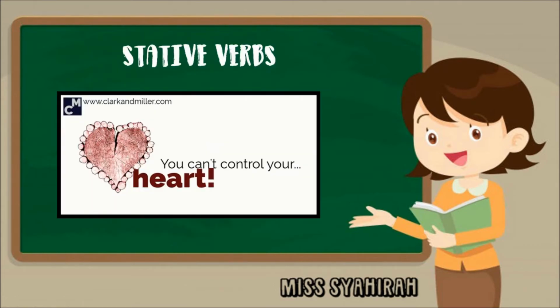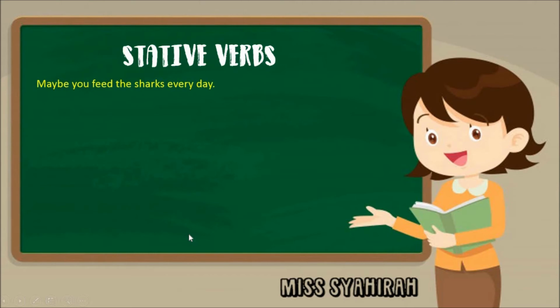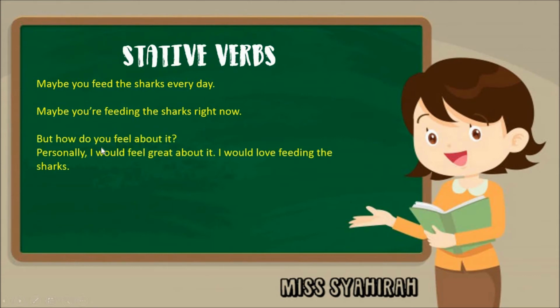Alright, number 1. You can't control your heart. Okay. So maybe you feed the sharks every day. Present simple, right? Feed the sharks every day. Maybe you are feeding the sharks right now. So this is present continuous, feeding the shark. But how do you feel about it?